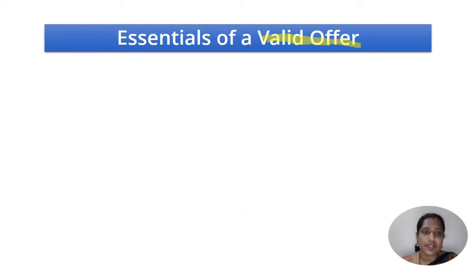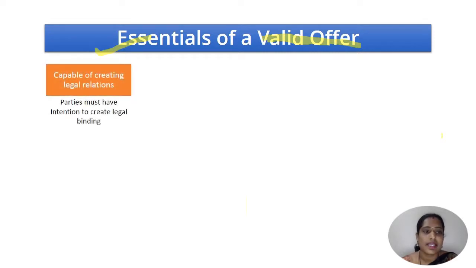So let us see what are the essentials of a valid offer. For a particular offer to be correct, it must fulfill some elements. Let us see which ones they are now. First, it must be capable of creating legal relations. See, some of the essentials will be similar to a contract. So the same points we can take because the basics remain the same, right? Capable of creating a legal relationship.